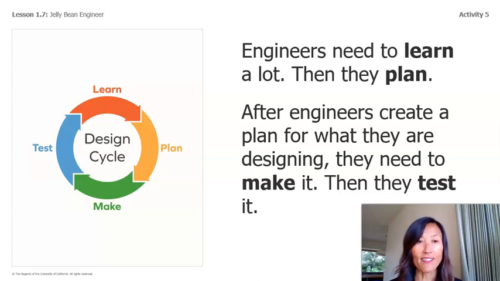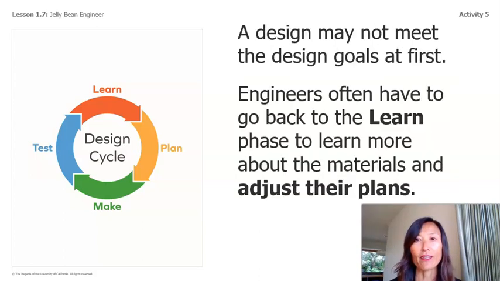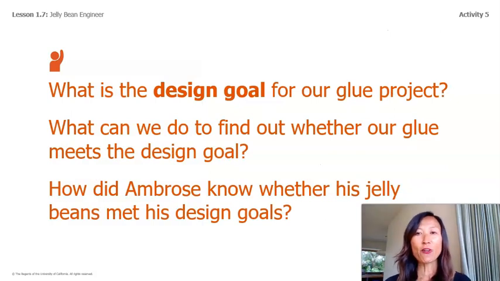Then they test it. When engineers design something, they need to learn as much as possible about what they're designing and its purpose. They also need to learn about the materials they're working with and what is available to them. A design may not meet the design goals at first. Engineers often have to go back to the learn phase at the very top to learn more about the materials and adjust their plans. What is the design goal for our glue project?